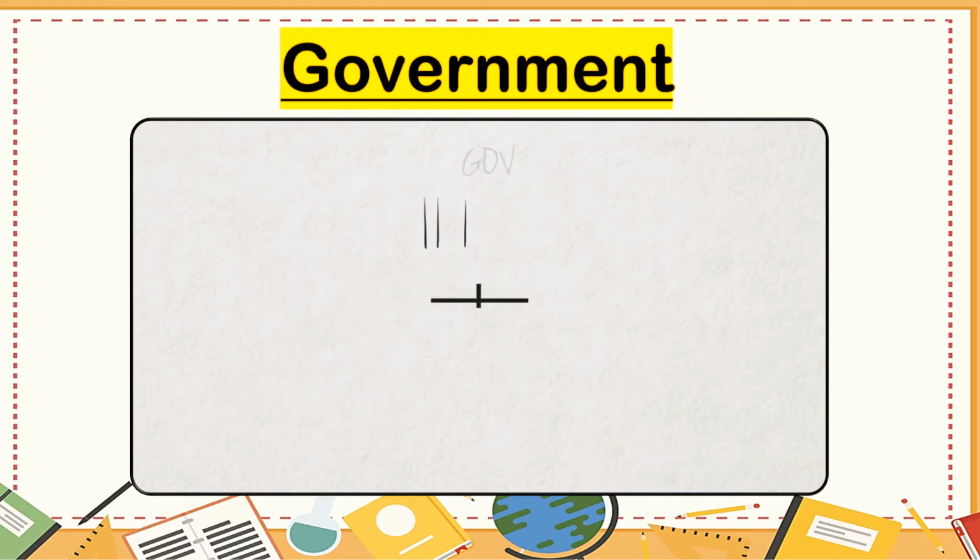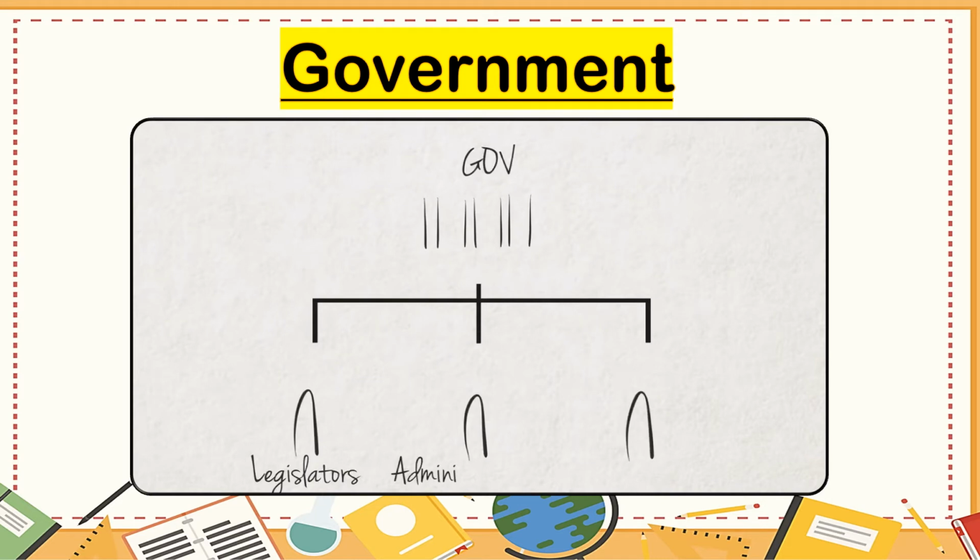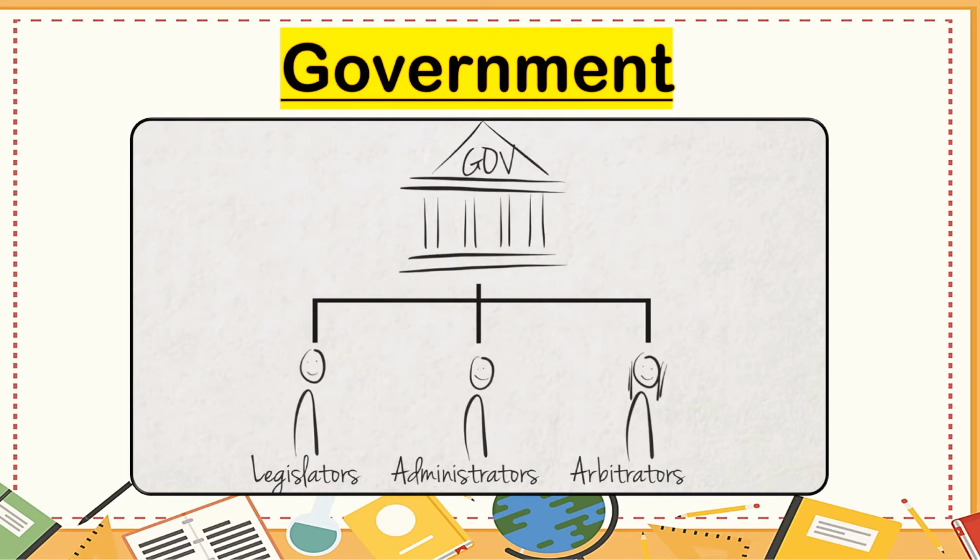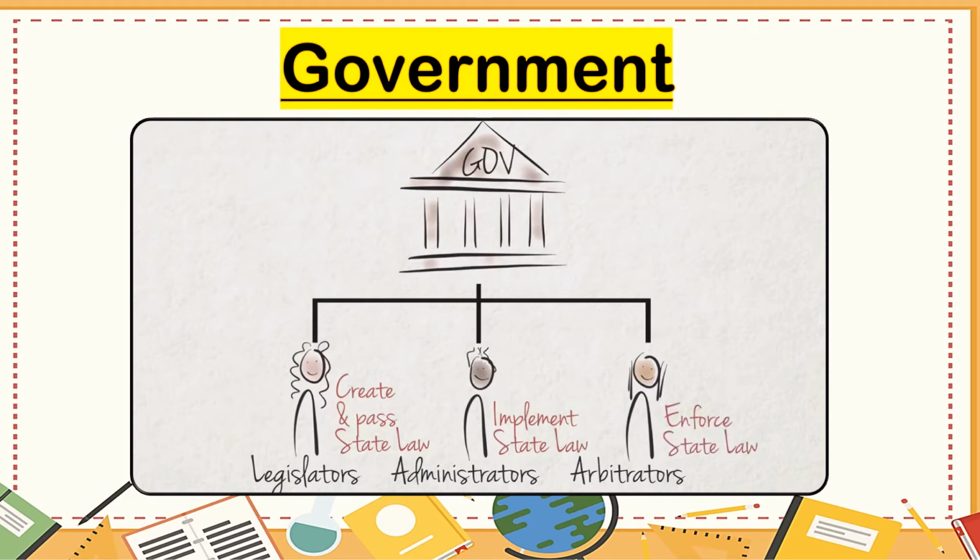Government normally consists of legislators, administrators, and arbitrators. Legislators create and pass state law. Administrators implement state law, and arbitrators enforce state law.